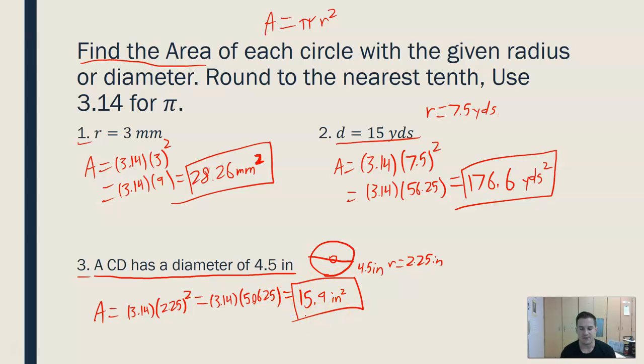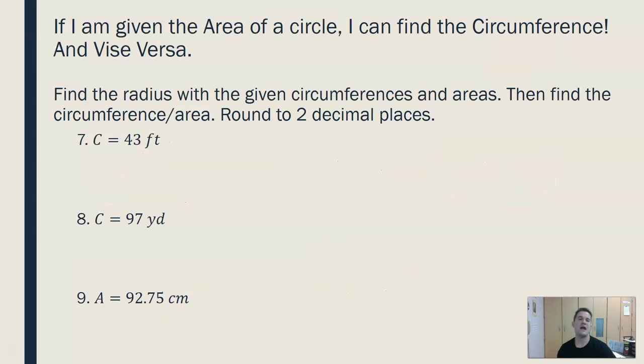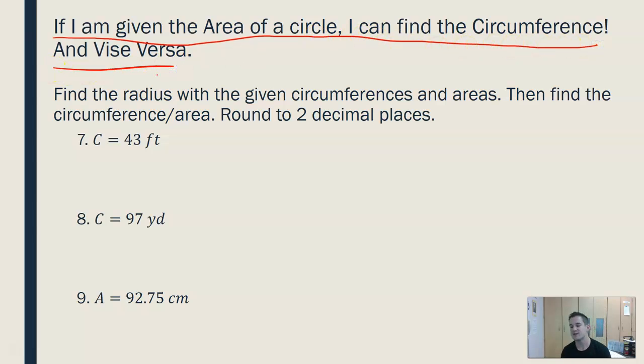So it'll take 15.9 squares that are 1 inch by 1 inch to cover the top of that CD. About 15.9 inch squares to cover that CD. Okay. Now, if I am given the area of a circle, I can find the circumference and vice versa. This is something we didn't do in the last video, but we're going to talk about it: if I'm given the area, I can find the circumference, and if I'm given the circumference, I can find the area.